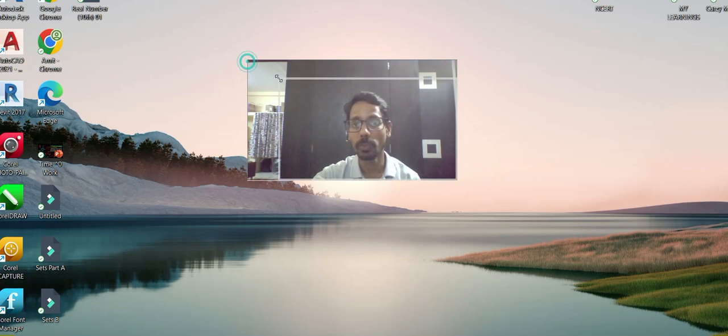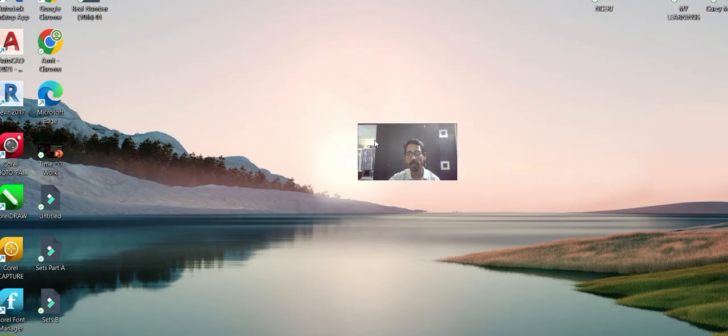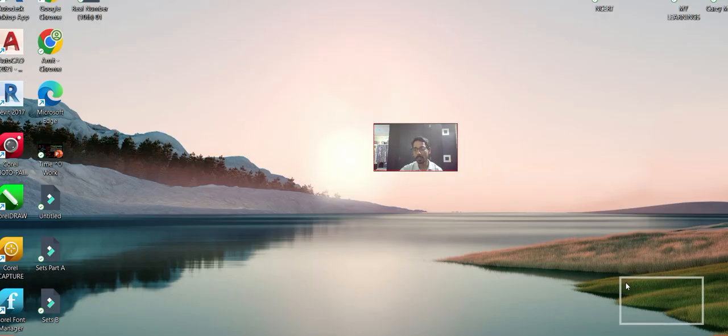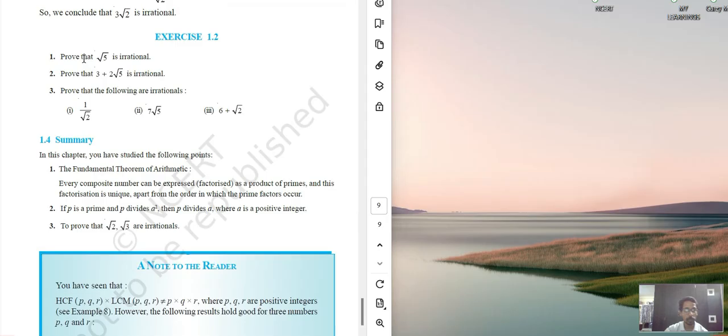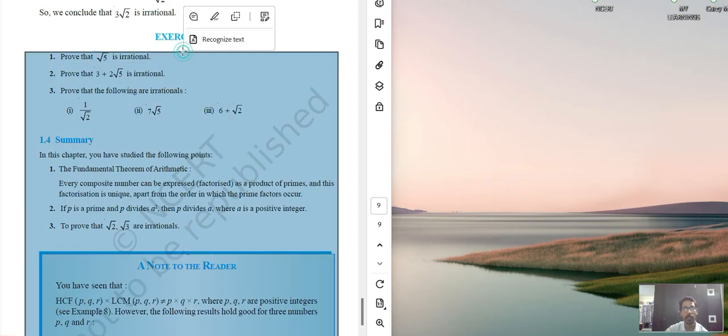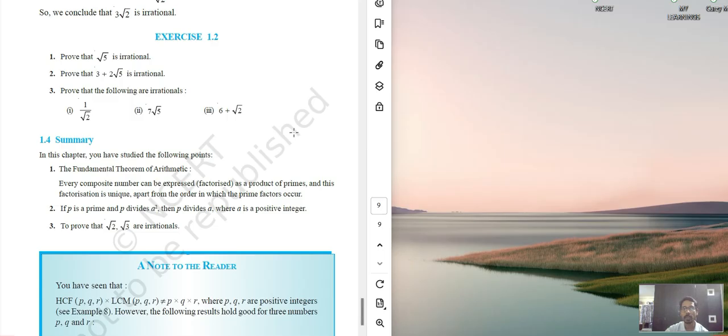Now in this video we are going to discuss the second exercise of NCERT class 10, that is real numbers, and we are going to discuss how to prove a number is irrational. Firstly, we will understand the meaning of an irrational number and its property. Then we will discuss how to prove that a number is irrational.